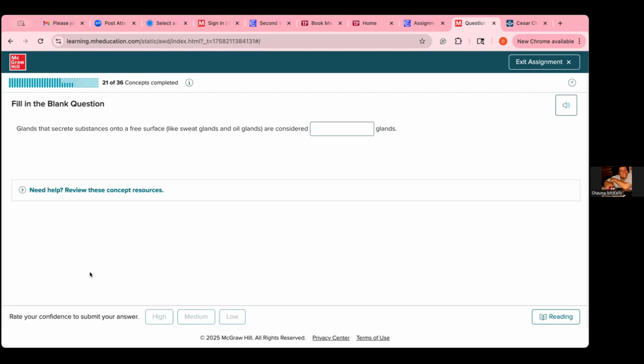Glands that secrete substances onto a free surface, like sweat glands and oil glands, are considered exocrine glands.